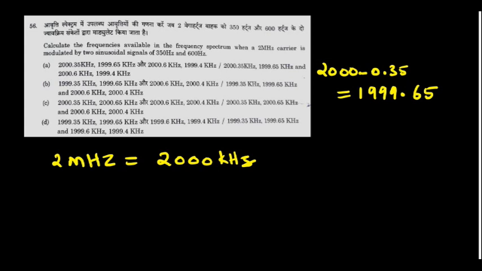Next, we have to add it. If we add, 2000 plus 0.35 is 2000.35. Similarly, if you take the 600, you get 2000.6 kilohertz. So option A is the right answer.